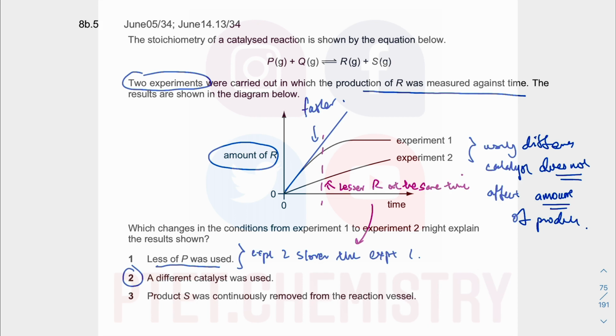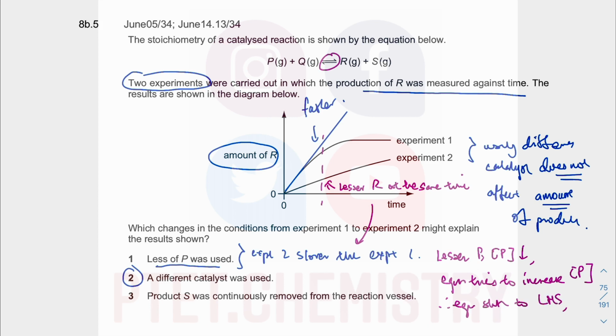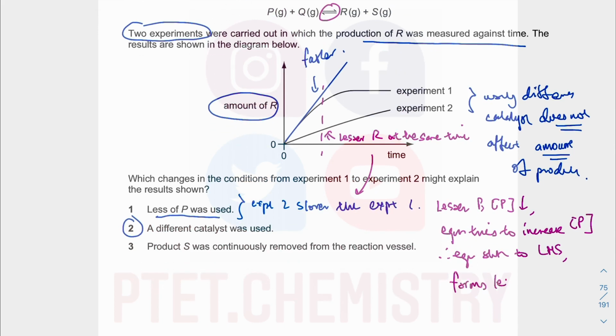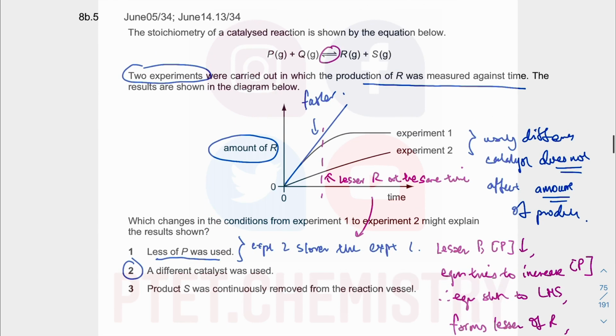Okay, we could relate that to experiment 2 being slower than experiment 1. But that could be down to a different catalyst. That's just one of the suggestions. But it could also be down to less of P being used. You are in equilibrium. If you use lesser P, then the concentration of P decreases. Then equilibrium will try to increase your concentration of P, because that is what Le Chatelier's principle is, to oppose the change. And therefore equilibrium shifts to the left hand side. You favor the backward reaction, you form lesser R.